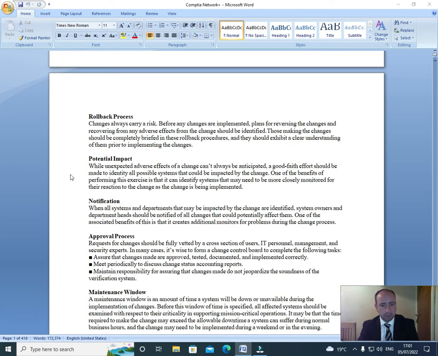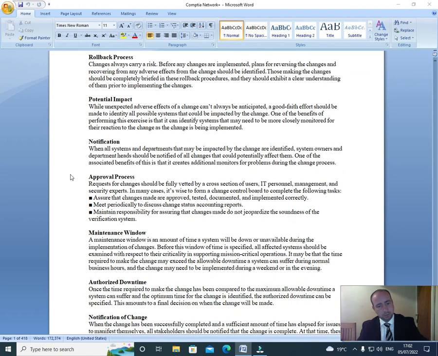Notification. When all systems and departments that may be impacted by the change are identified, system owners and department heads should be notified of all changes that could potentially affect them. One of the associated benefits of this is that it creates additional monitors for problems during the change process.